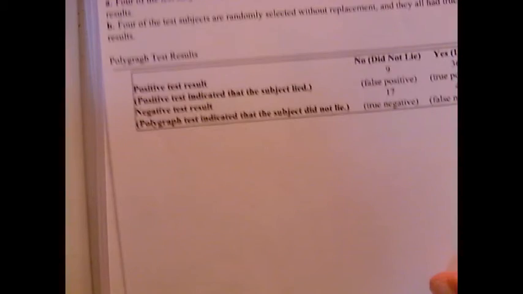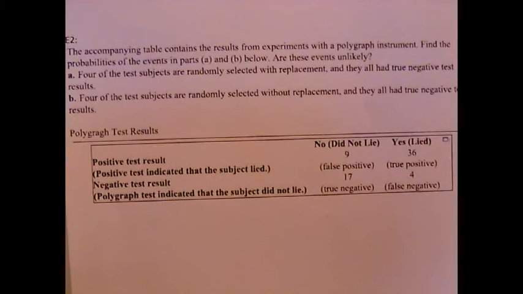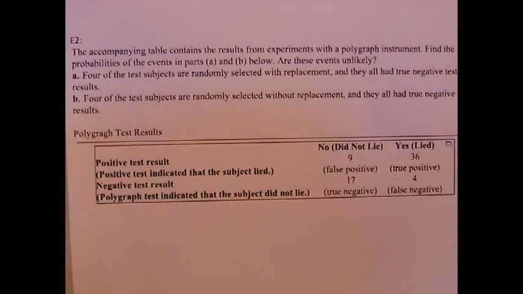All right, now here's another example. Here, the accompanying table contains the results from experiments with a polygraph instrument. Find the probabilities of the event in parts A and B. Are these events unlikely?